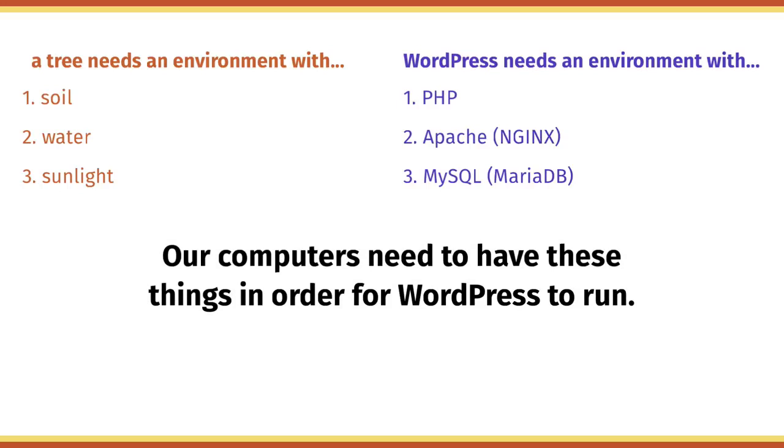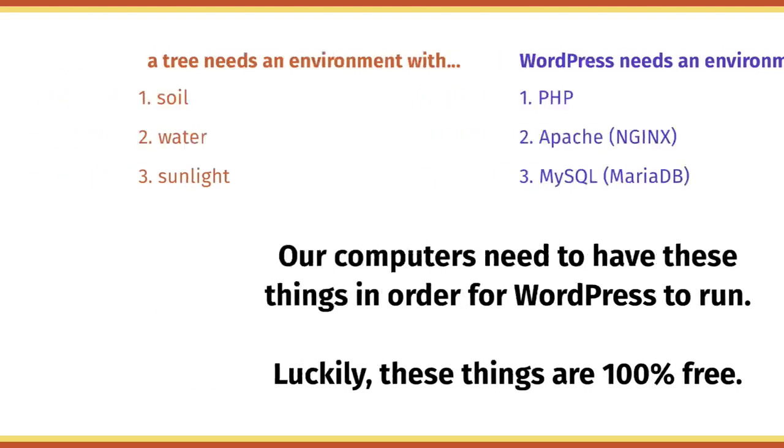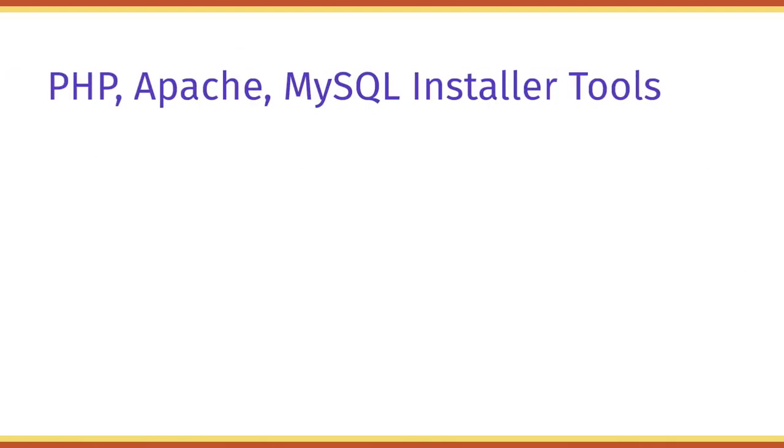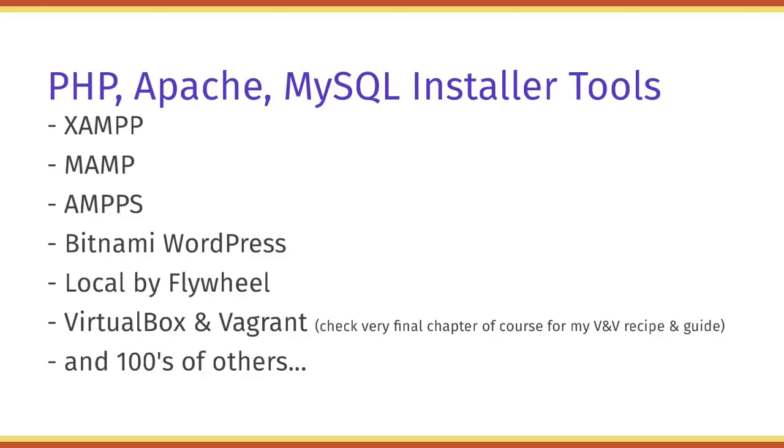Now, most computers do not come pre-installed with these things, so we need to go out and get them. But luckily, these three things are completely free. And there are lots of different tools out there that will automatically install all three of them for us. Right? So all of the tools listed on the screen right now, they are free and they all do the same thing. They give us the metaphorical soil, water, and sunlight that WordPress needs in order to run on our computer. So we don't need all of these tools, we just need one of them.